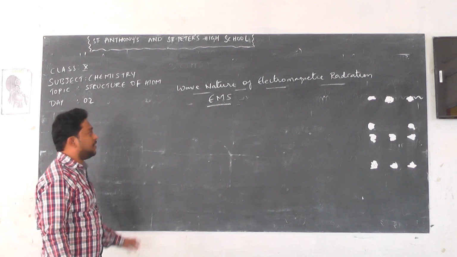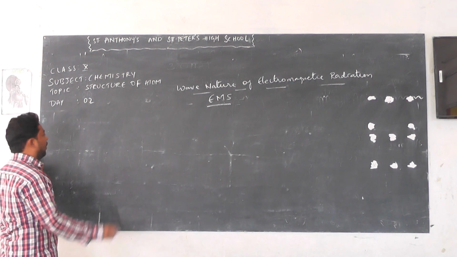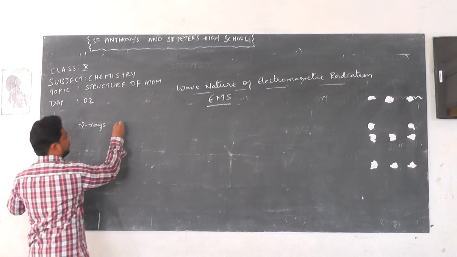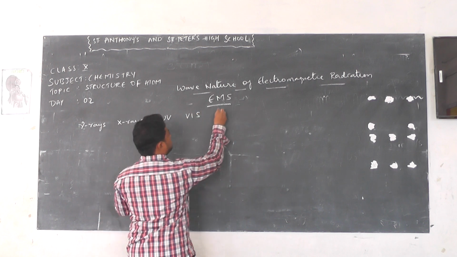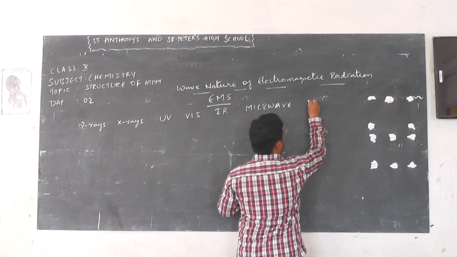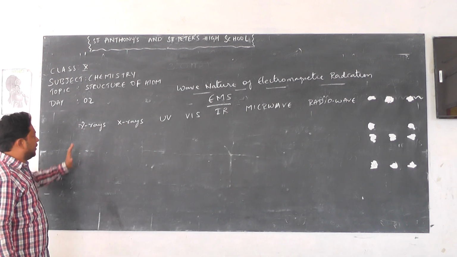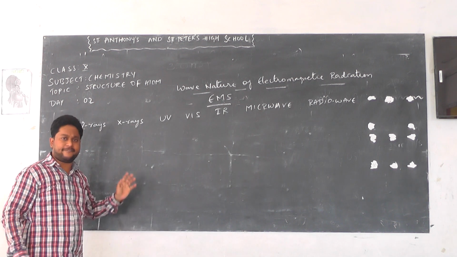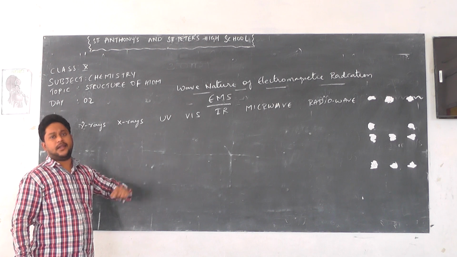What is the electromagnetic spectrum? A group of waves with different wavelengths is called the electromagnetic spectrum. And here are a few waves: gamma rays, X-rays, ultraviolet, visible light, infrared, microwave, and radio wave. These are the electromagnetic spectrum waves we are going to discuss. Each of them has a different wavelength. All together we call it the electromagnetic spectrum, which produces electric field and magnetic field.